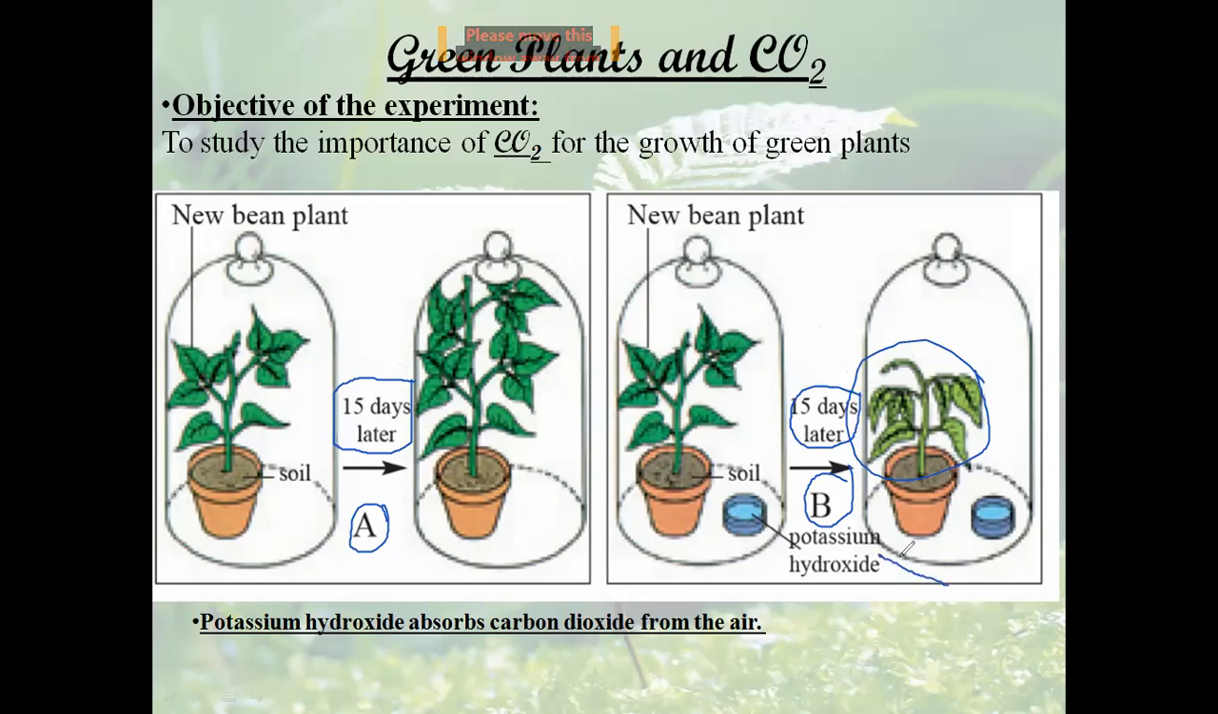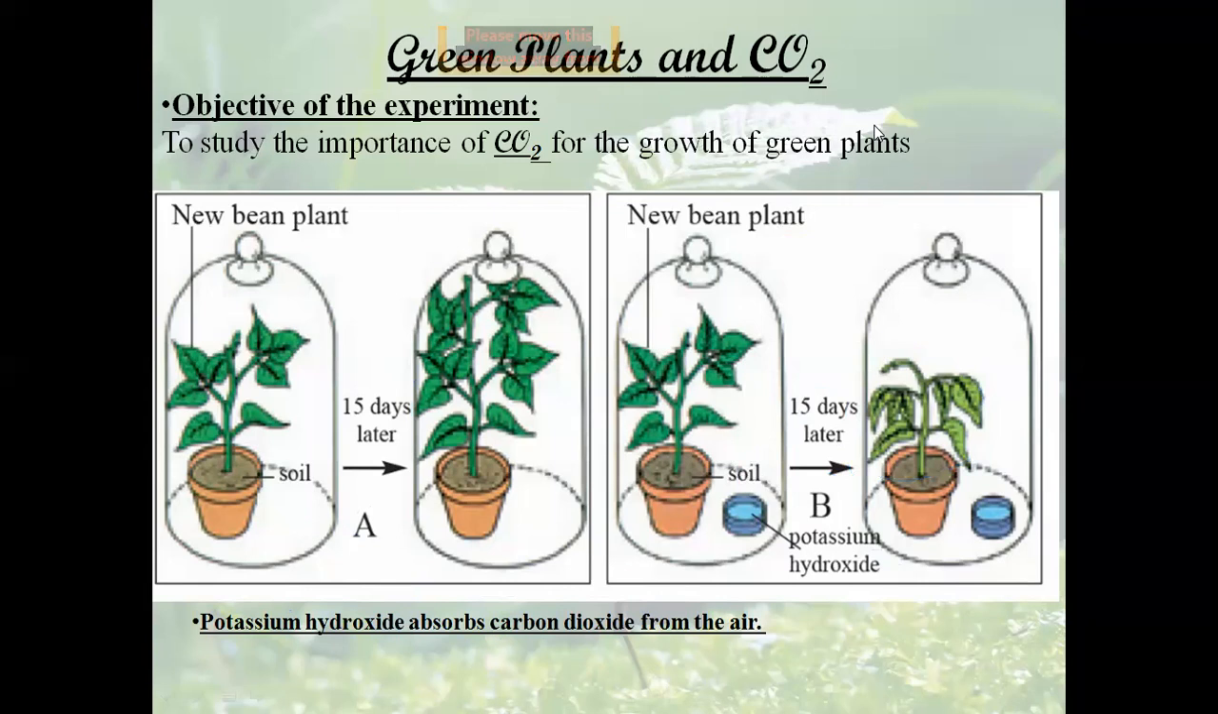Difference here we have potassium hydroxide, but this is not the variable factor. Potassium hydroxide is KOH. It absorbs carbon dioxide from the earth. So it has an important role in absorbing CO2 from the earth. So here in this plant, we don't have CO2. There is no CO2. Why? Because this potassium hydroxide absorbs the CO2. So the variable factor here is the CO2.